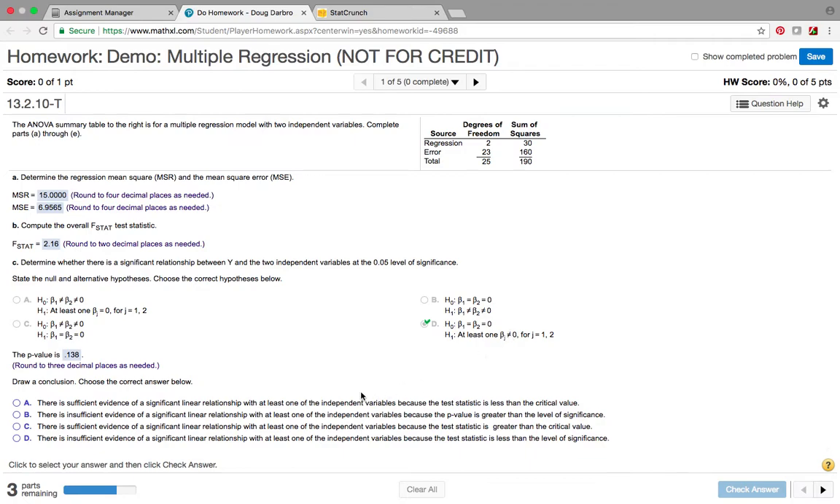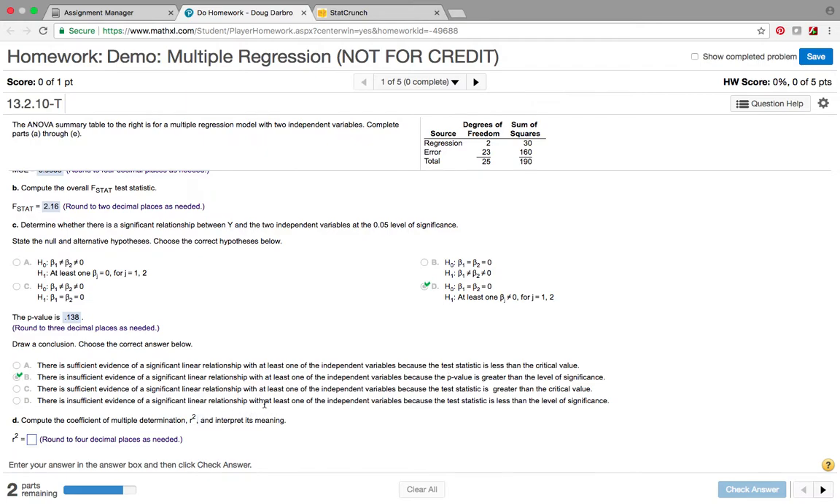Now, what conclusion can we draw? We fail to reject the null. Going back to the problem above, we're failing to reject that the slopes are equal to 0. So we're looking for the term insufficient evidence, so it's either B or D. There is insufficient evidence of a significant linear relationship with at least one of the independent variables because the p-value is greater than the level of significance. So it turns out it's B. It can't be D because it says that the test statistic is less than the level of significance. The test statistic creates the p-value, and that's what we compare to the level of significance.